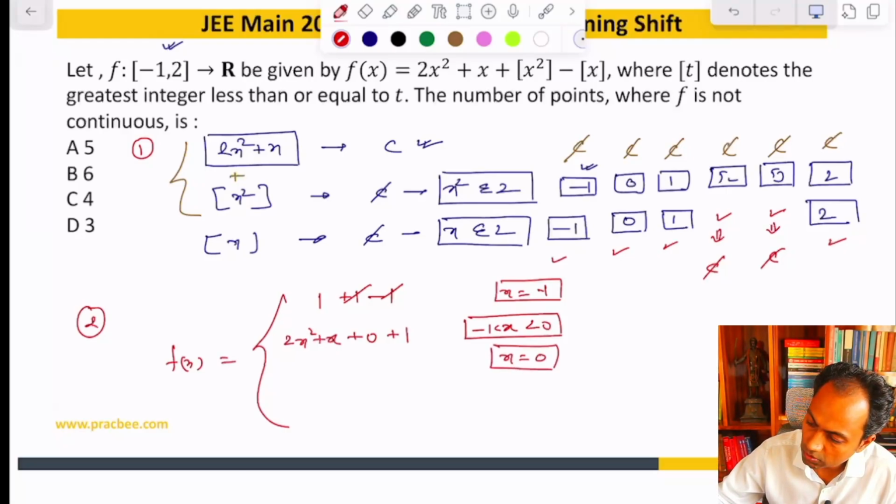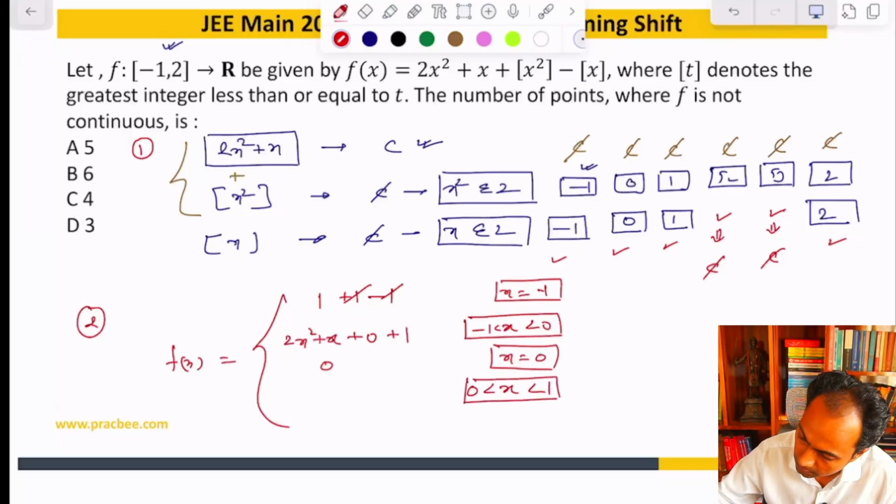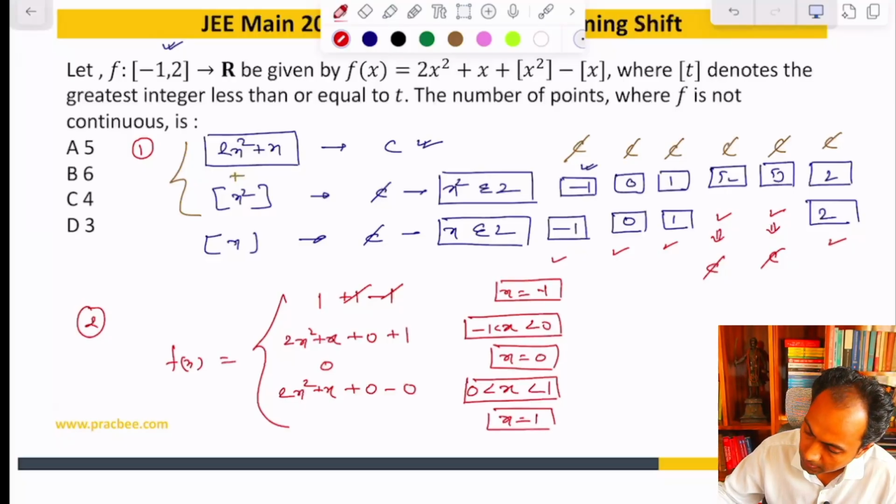Now at x equal to 0, you can see that the whole thing becomes 0. For values of x between 0 and 1, now this becomes 2x square plus x. This function again becomes 0, this also becomes 0. For the value of x at 1, we can clearly see that if I put 1 everywhere, this becomes 2 plus 1 plus 1 minus 1. So this cancels out, becomes 3.